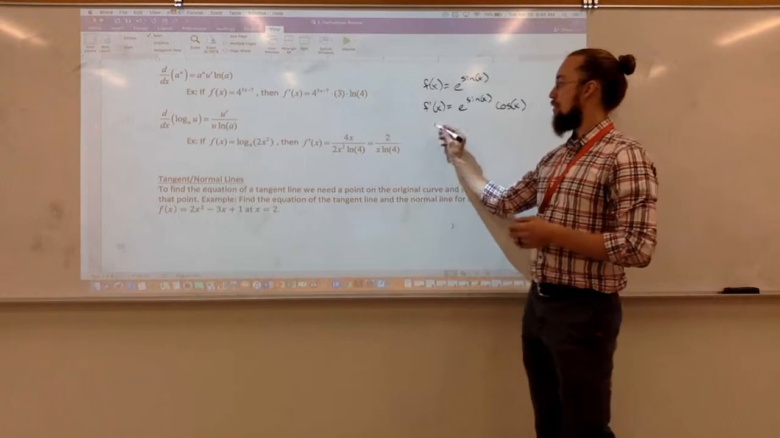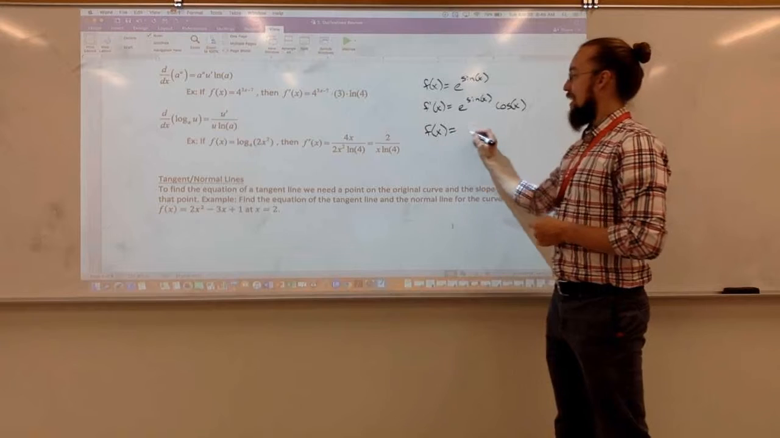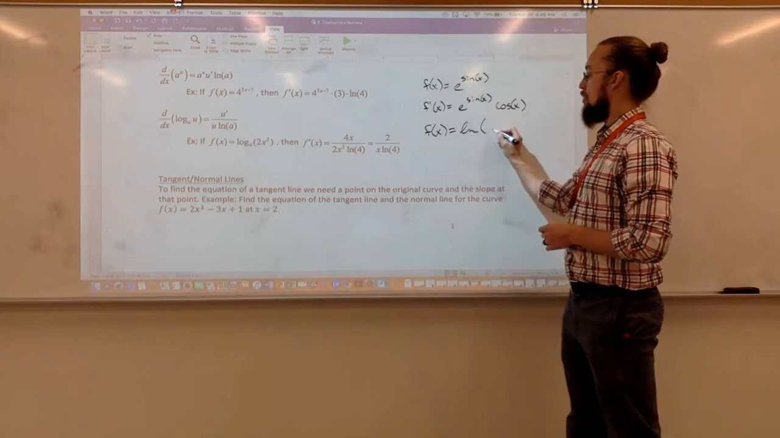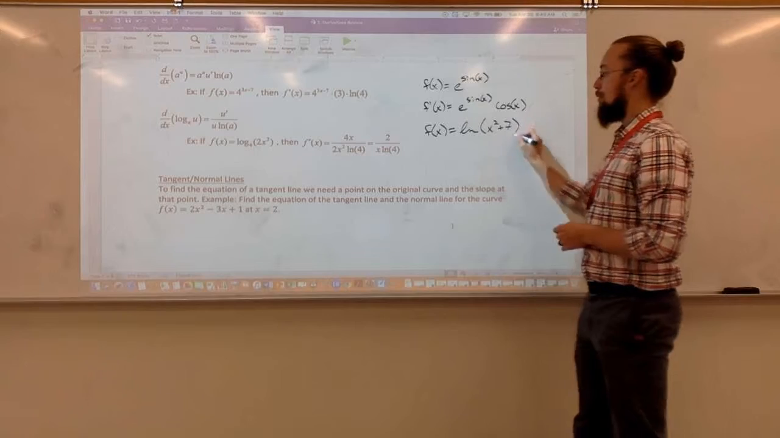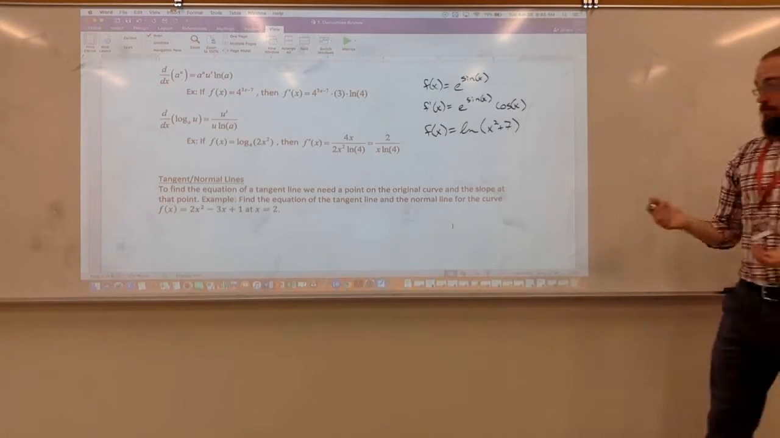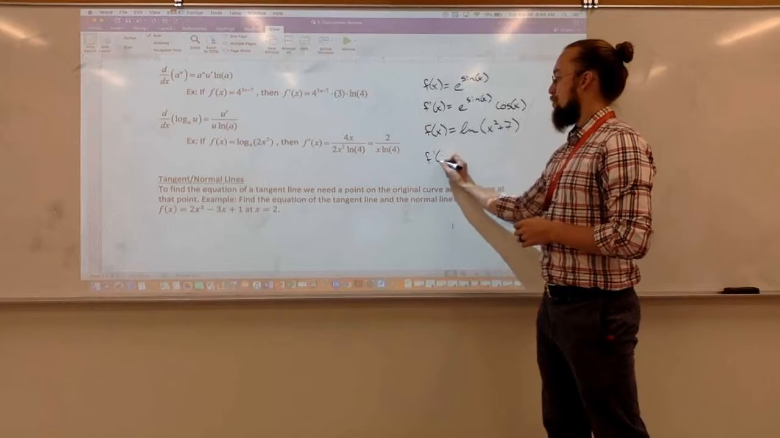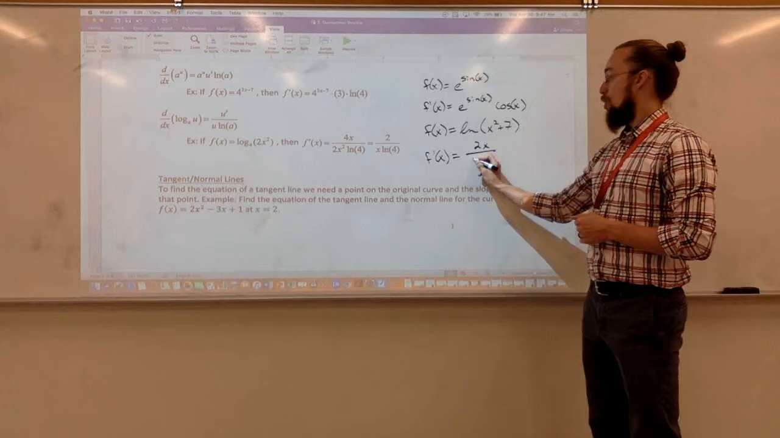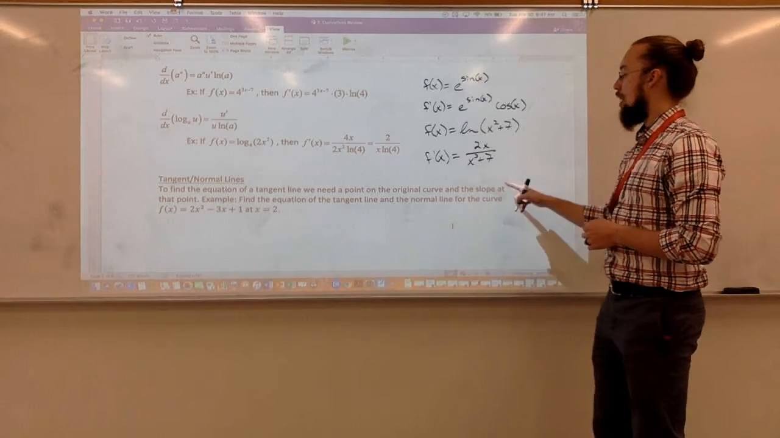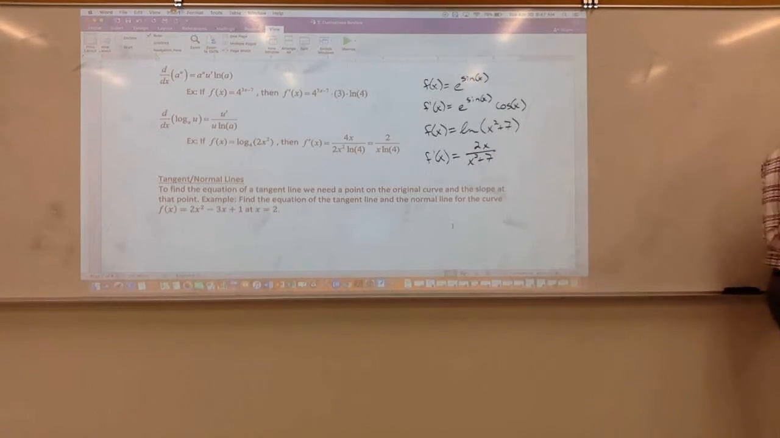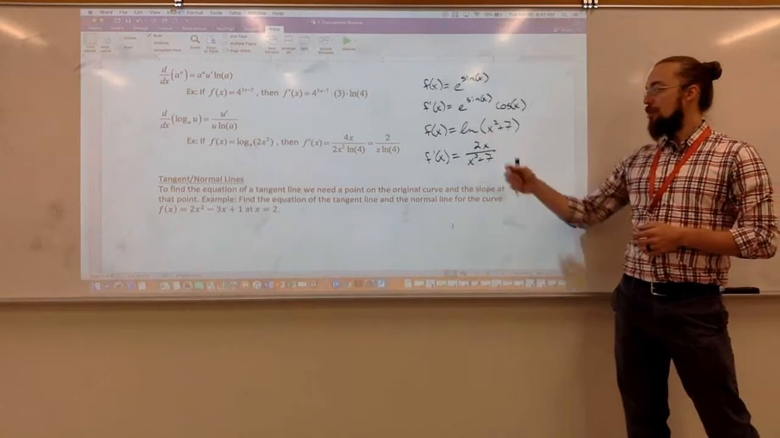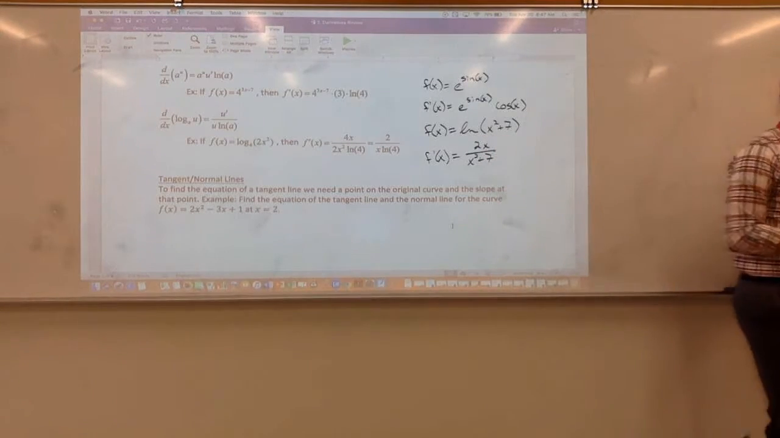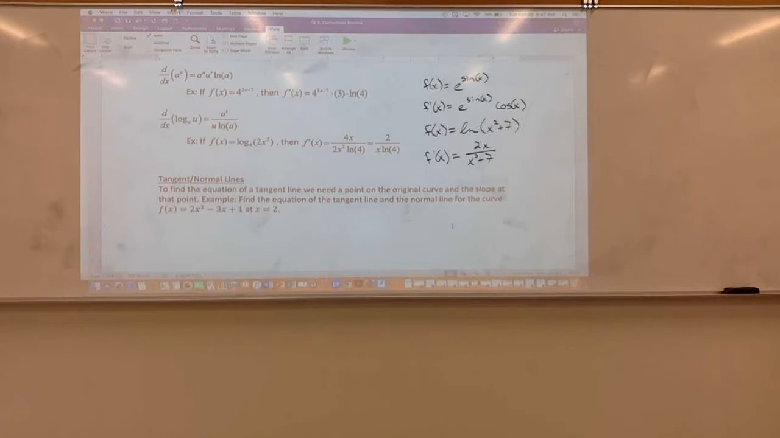Similarly with logs, if we have a natural log, say natural log of x squared plus 7, the derivative is just the derivative of the inside. So that would be 2x over the inside times the natural log of the base. The base of a natural log is e. So times the natural log of e would just be multiplying by 1. Questions on those?